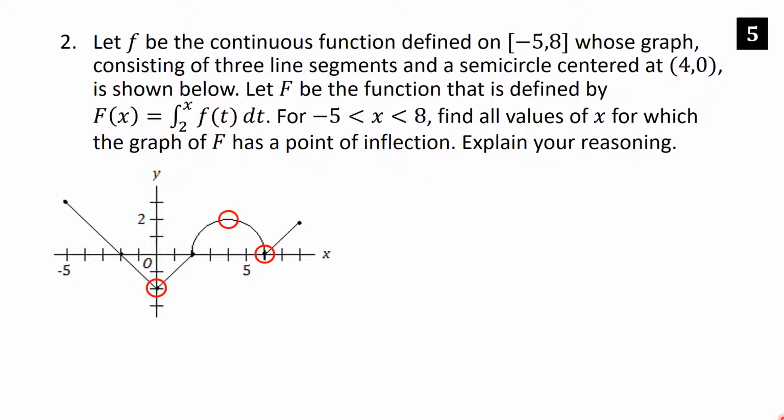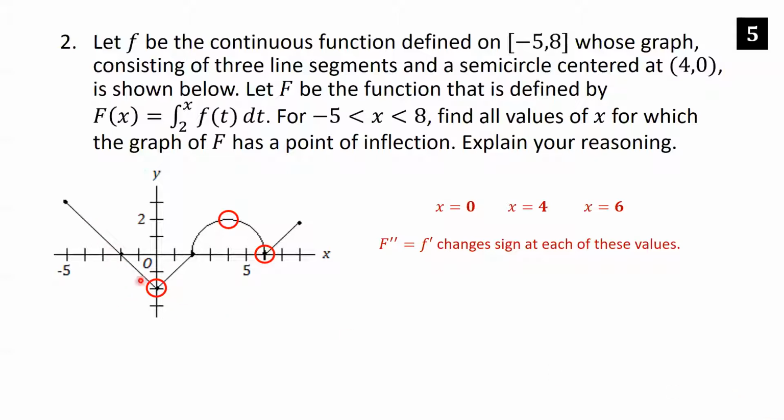Well, we could see it right here where I have circled x equals 0, x equals 4, and x equals 6. Capital F double prime, which is equal to little f prime, changes sign at each of these values, right?